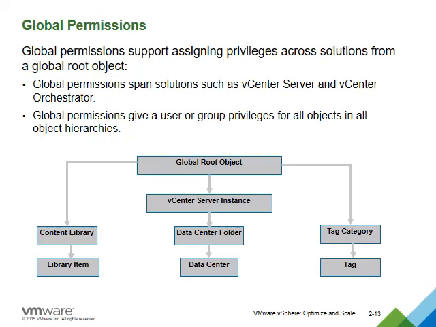The example you see on this slide shows that the global root object has permissions over all the vCenter objects going down here. This includes your content library. It includes your vCenter server instances, such as your data center folder, your data center, and your tags. Now, your vCenter server permissions, on the other hand, are effective only on objects in the vCenter server instance, which is here.